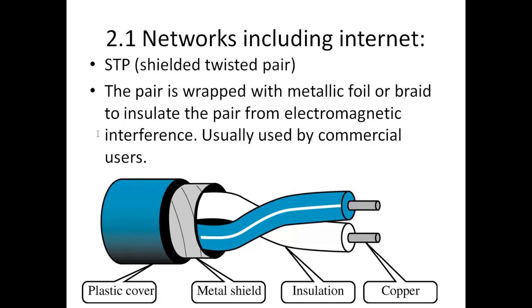Inside every twisted pair cable there are 8 wires which are twisted around each other, every two wires together, creating 4 twisted pairs altogether inside the cable. In a shielded twisted pair, all of those 4 twisted pairs are individually wrapped in aluminium foil or a braid as added security.